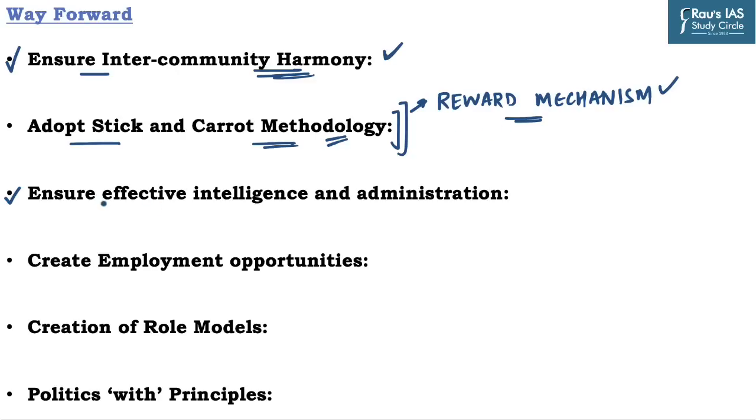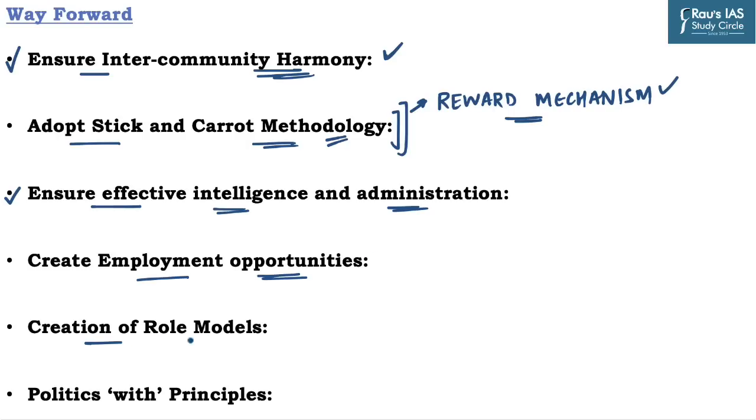The third one is to ensure effective intelligence and administration. Accurate intelligence inputs are crucial to prevent any kind of communal disharmony, and effective deployment of forces during such events can also help in preventing riots. The next one is to create employment opportunities. From this case, it is clear that most of the youngsters involved in the riots are unemployed, so if they are employed, such riots can be prevented.